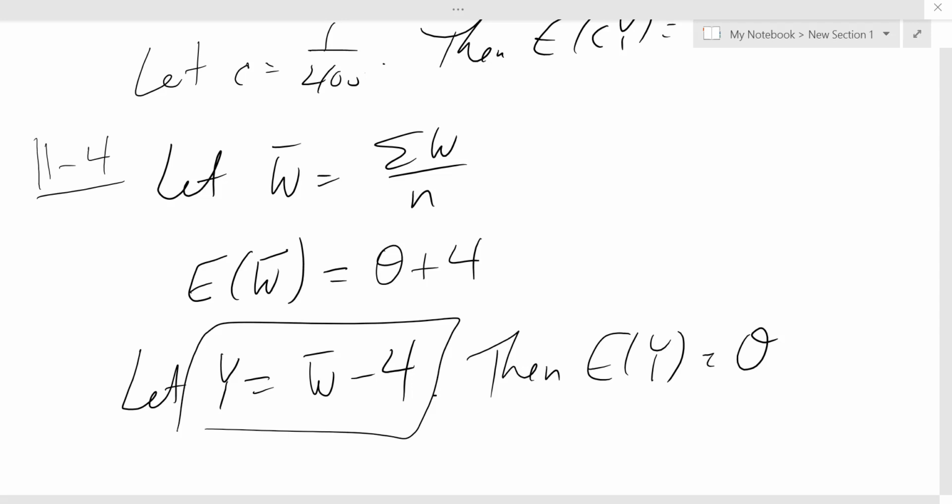We'll do more of this next time. We only have 2 minutes left anyway. And like I said, we're going to do some more definitions. We'll talk about consistency, efficiency, and sufficiency.